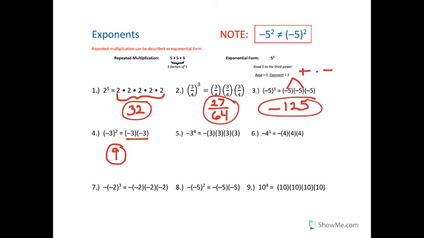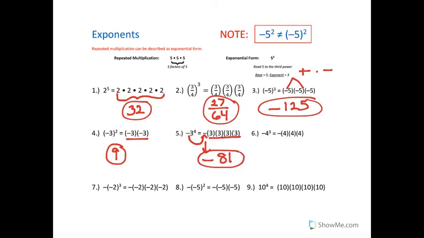Now here we have 4, which is even, but it's not negative 3 inside parentheses. It is outside. So we're going to write it outside. And 3 times 3 times 3 times 3 is 81. So my answer is going to be negative 81.